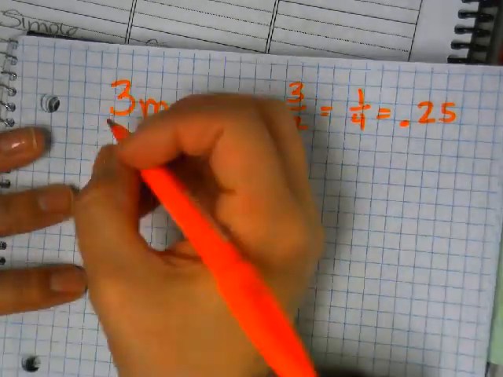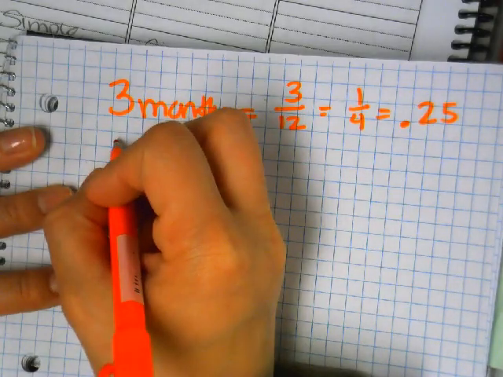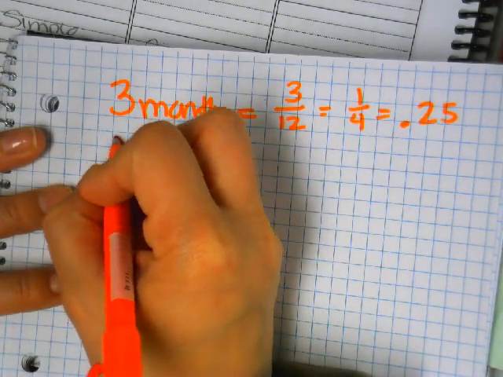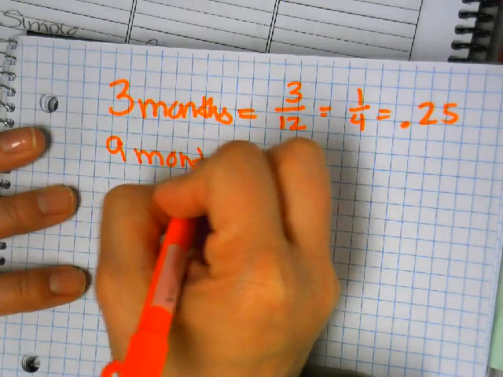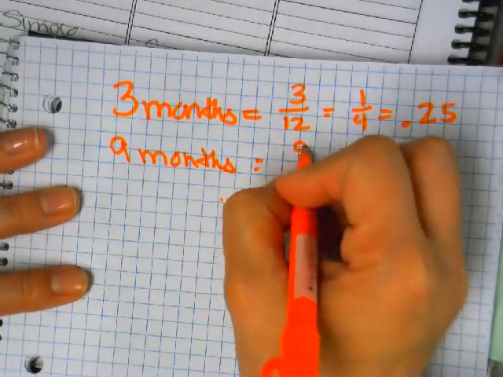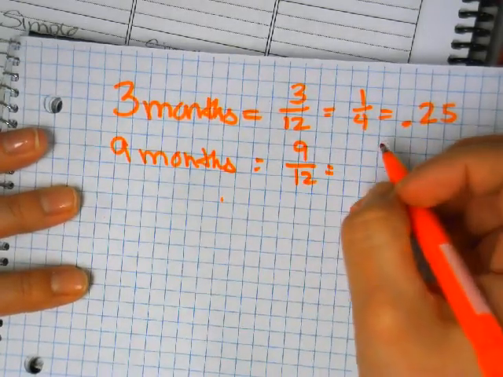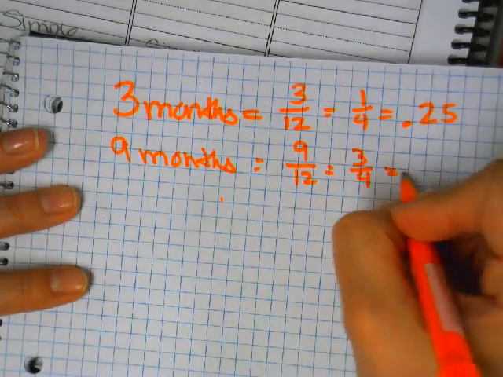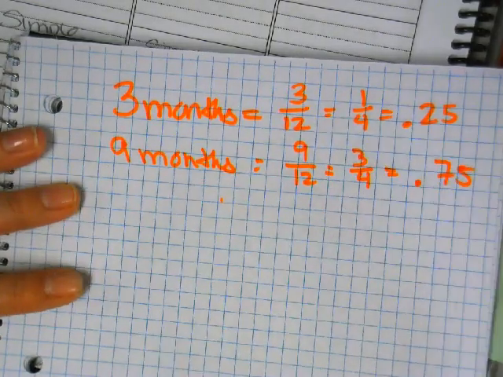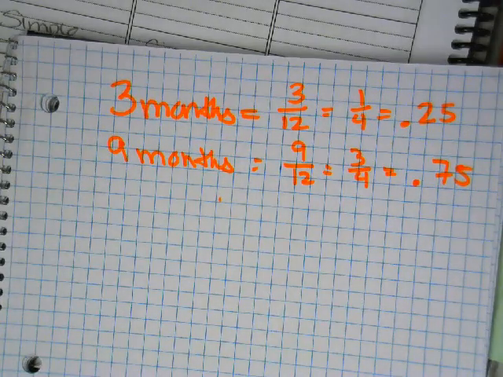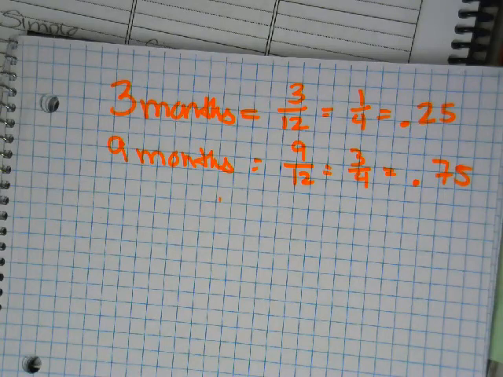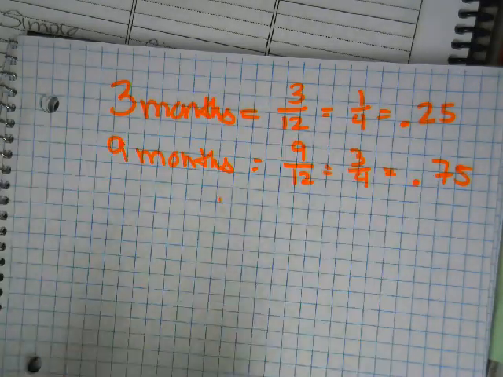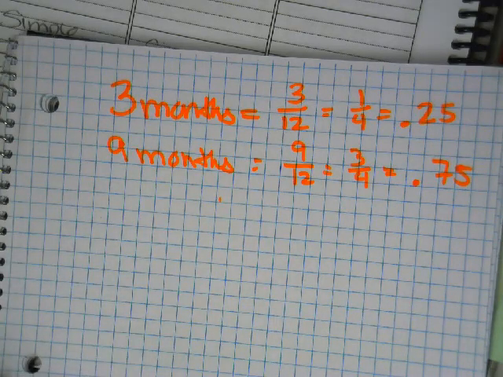Now the other one that you have to know is 9 months. What's 9 over 12 equal to? 3 over 4, which is 0.75. Those are the ones that they're typically going to ask you for: 3 months, 6 months, 9 months. Why? Because the decimals are easy. They're clean. They're multiples of 3.